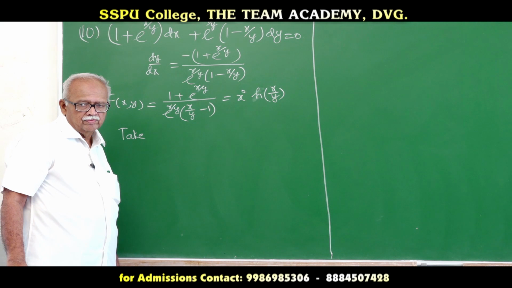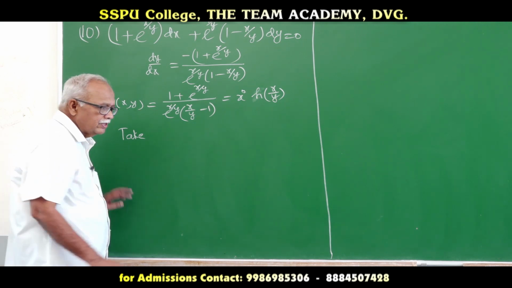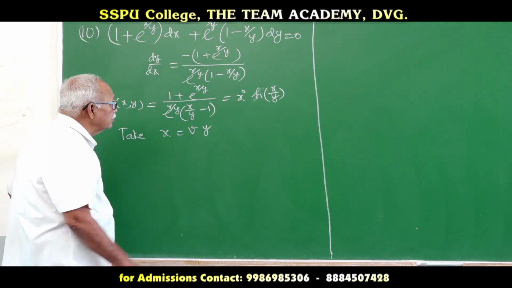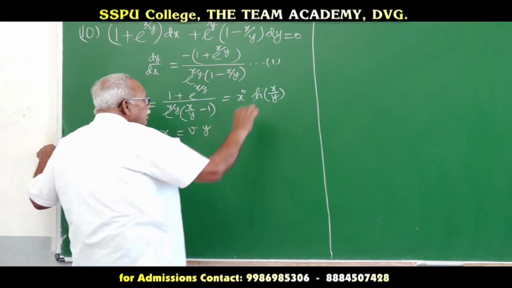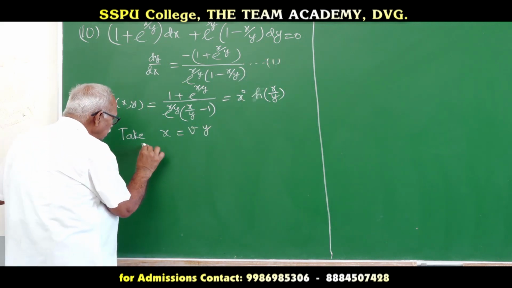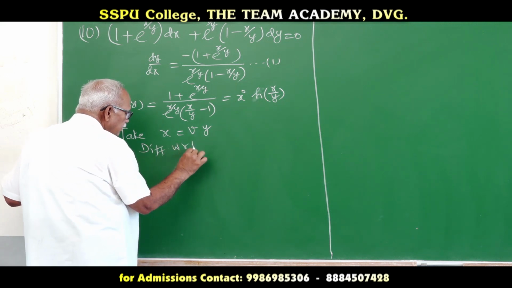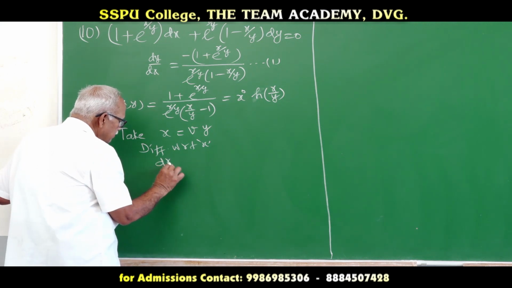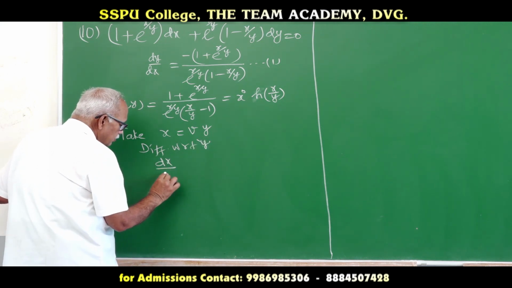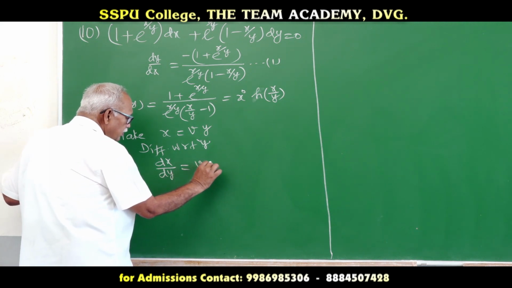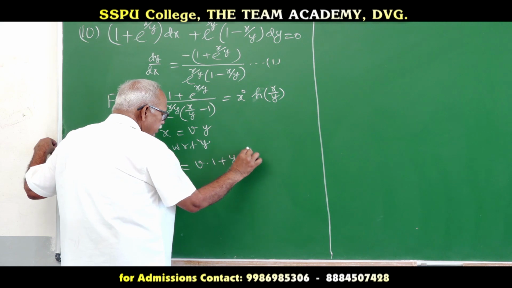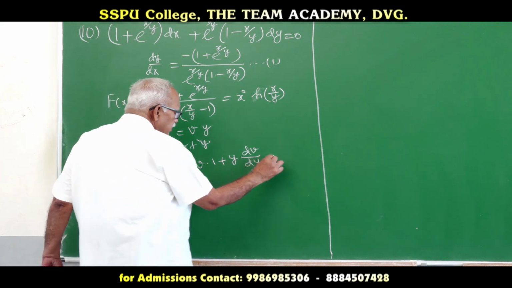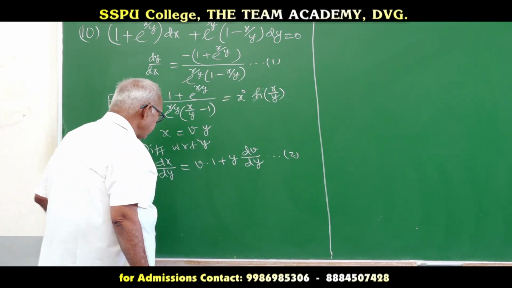Y is equal to Vx we were taking for y by x. For x by y we have to take x is equal to V into y. Now, differentiating, this will be with respect to y we have to do it. So, therefore, dx by dy we get v into 1 plus y into dv by dy. So, this is the second equation and first equation is there.